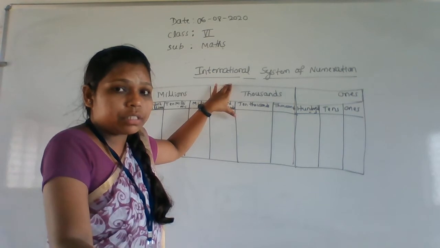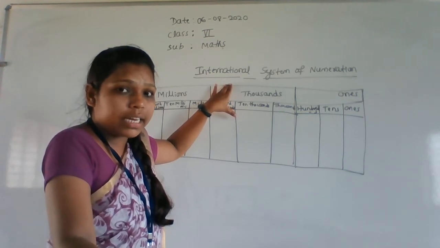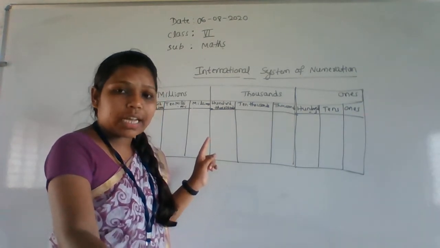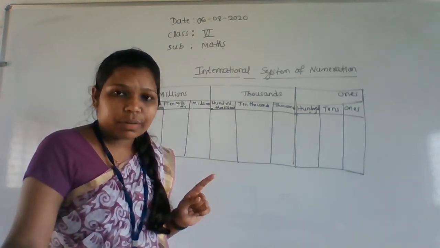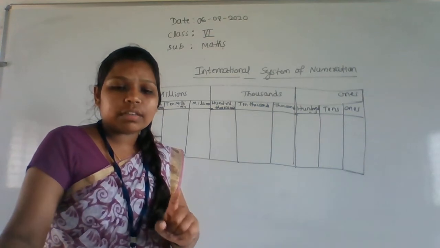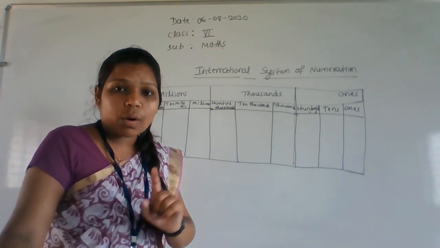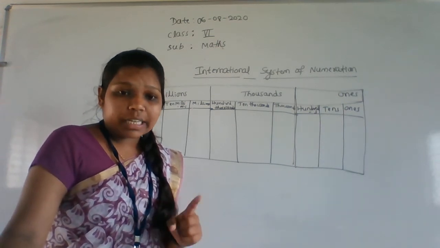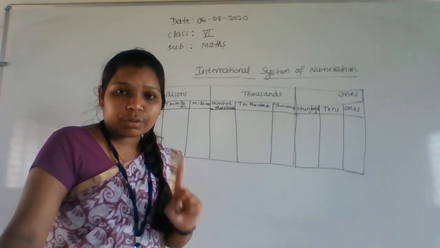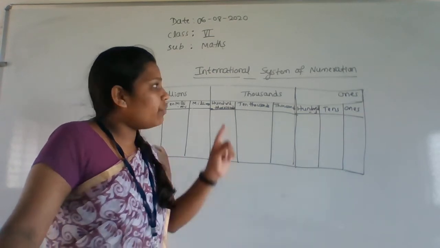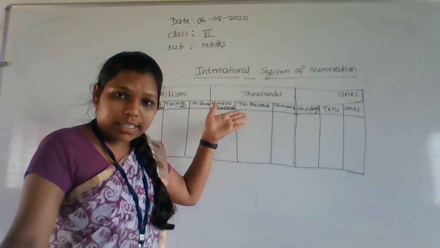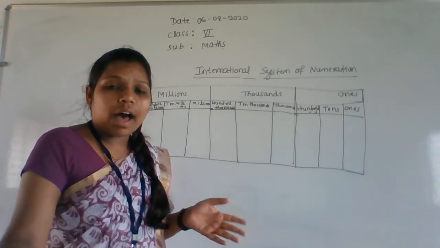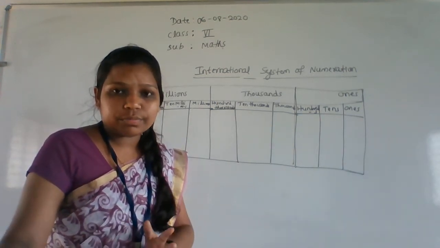Carefully observe everyone, otherwise you will not understand anything. If you understand both the international system of numeration as well as the Indian system of numeration, then only you can solve exercise 1.1 without the help of a teacher. You can solve 1.2 also. Otherwise, if you are not understanding both systems, then you are unable to solve 1.2.